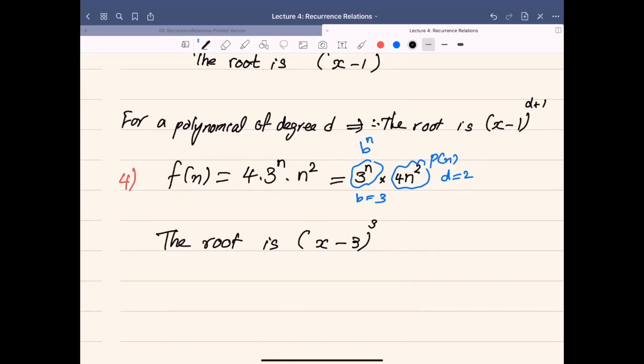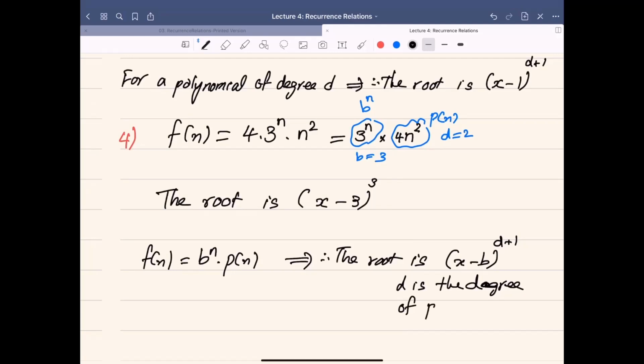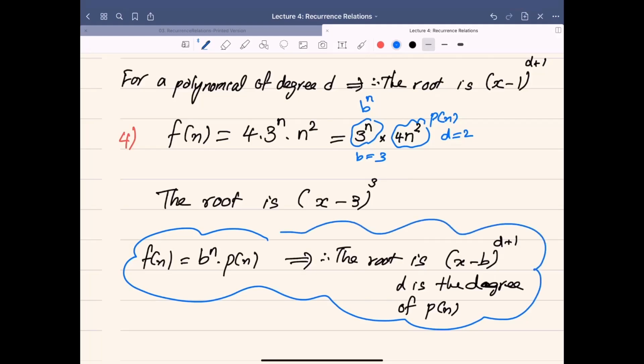So we can have the general f of n equal b raised to power n times p of n. Then the root is x minus b raised to power d plus 1. d is the degree of p of n, and this is going to be the root if f of n is of this format.